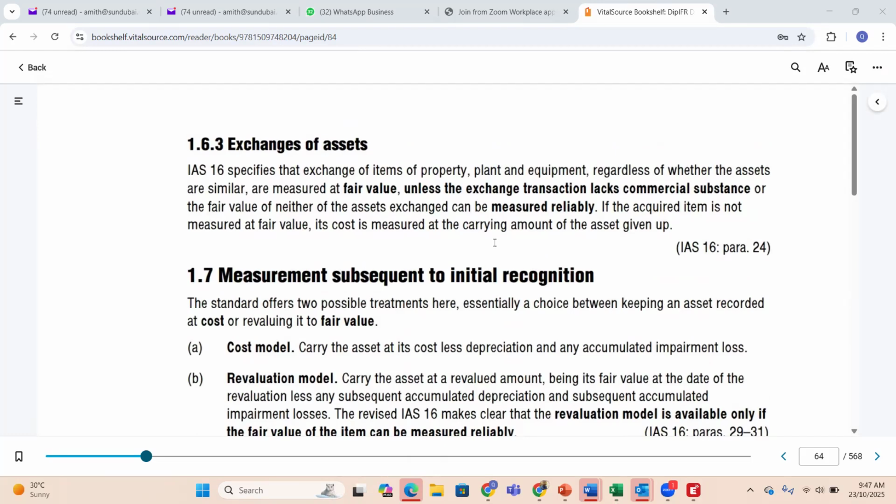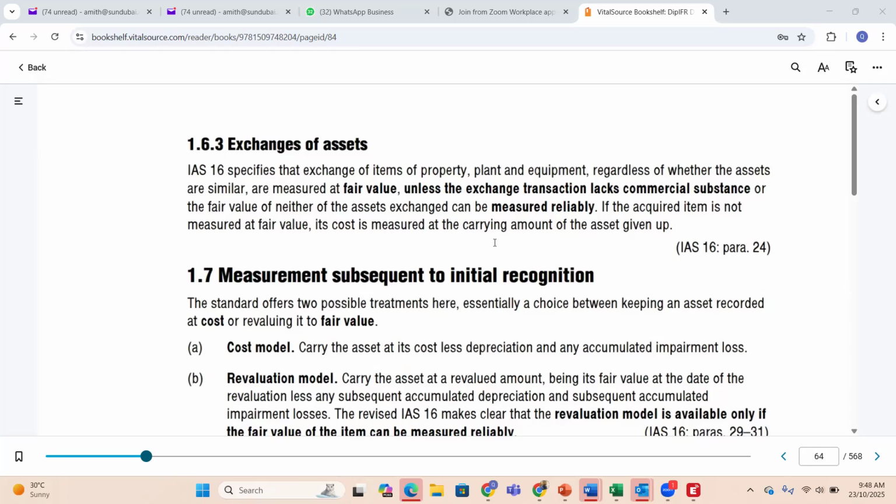What is the cost model? Cost minus accumulated depreciation minus impairment. Very good. And what is revaluation? The carrying value is compared with the fair value, and the gain or loss is recognized. Just like we stated a formula for the cost model: initial cost minus accumulated depreciation minus accumulated impairment loss gives you the carrying value of the asset. That's how you record subsequently after initial recognition.